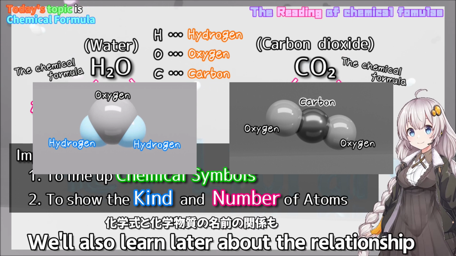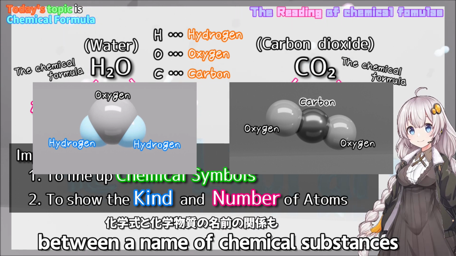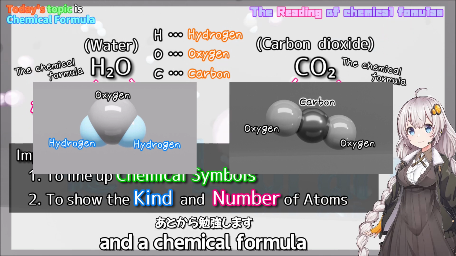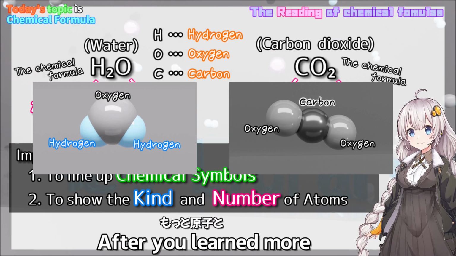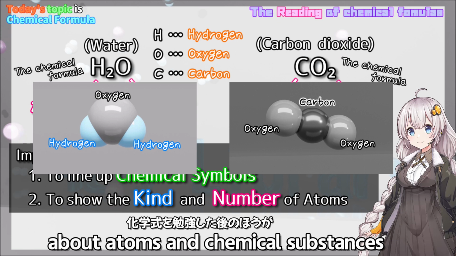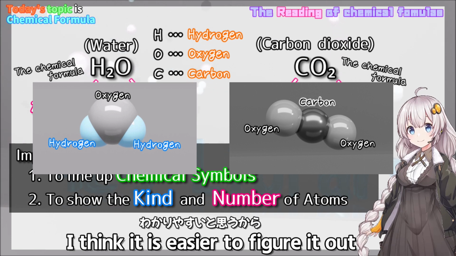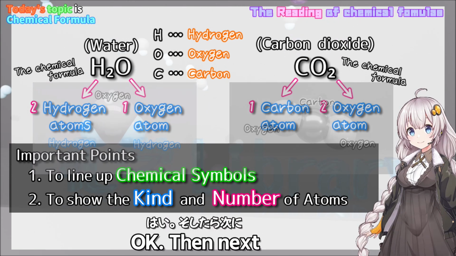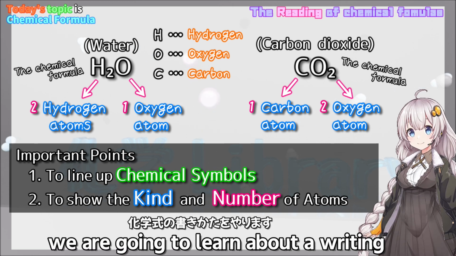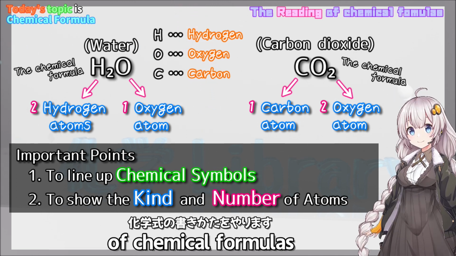We'll also learn later about the relationship between the name of a chemical substance and its chemical formula. After you learn more about atoms and chemical substances, I think it is easier to figure out. I see. Okay, then next, we are going to learn about writing chemical formulas.